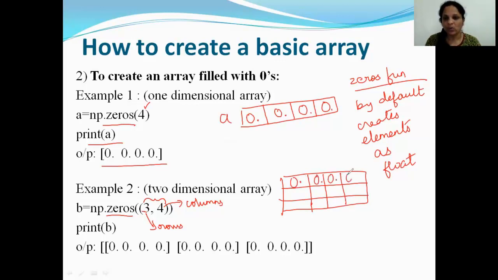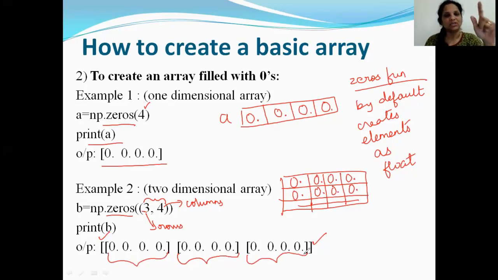are going to contain what value? Are going to contain the value zero. Now while displaying, remember, the outer square bracket here, I told you, is how it represents an array. What do these inner brackets tell you? This is the first row of the array. This is the second row of the array. And this is the third row of the array, and all filled with number 0. Okay. And by default, we have to remember that the zeros function creates all elements of type float.